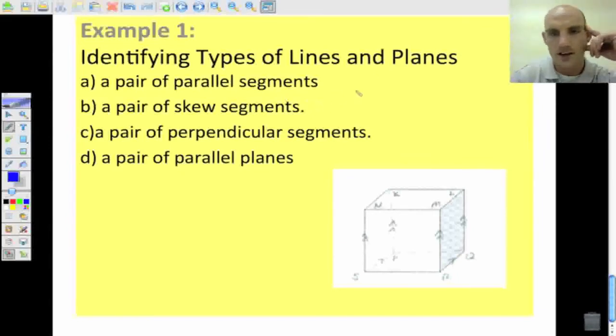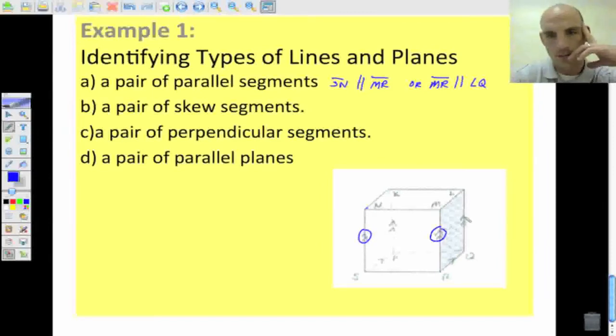A pair of parallel segments. So I could say, let's use the ones that are marked. So I could say segment SN is parallel to, and I could use segment MR. Okay, I could also say MR is parallel to LQ. Okay, so all these things with these double arrows on them are parallel, but notice they've got to be in the same plane. So MR and LQ are in the same plane, and NS and MR are in the same plane.